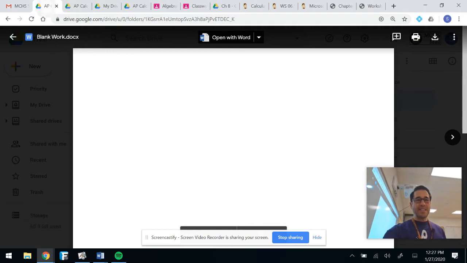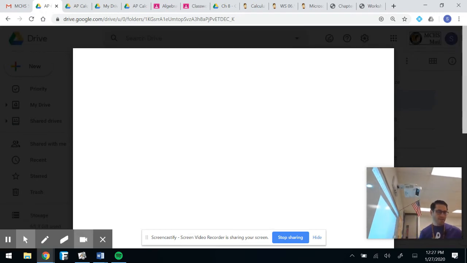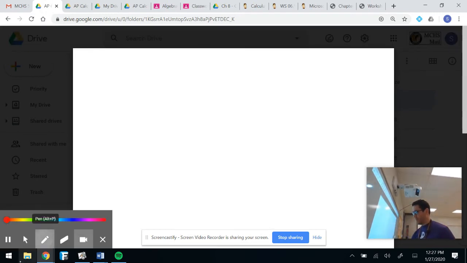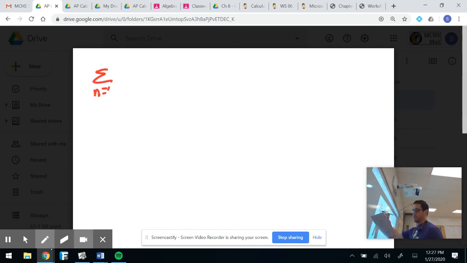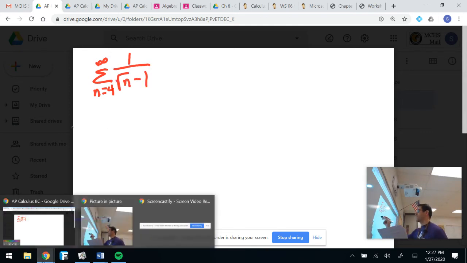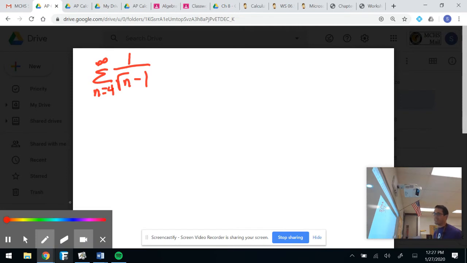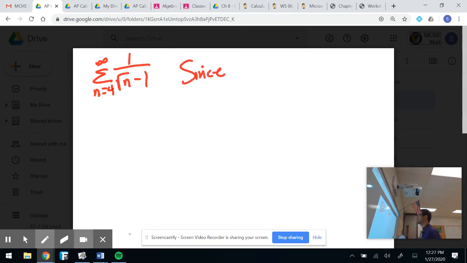All right, class, let's keep moving. Let's go to the next one, which would be D right here. We have the sum, n equals 4 to infinity, of 1 over the square root of n minus 1. You might say, let's first do the nth term test. That's going to be equal to 0, so I've got to try something else. That really looks like a p-series, like 1 over the square root of n.